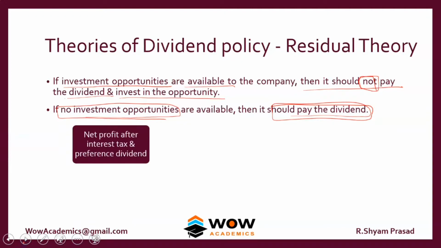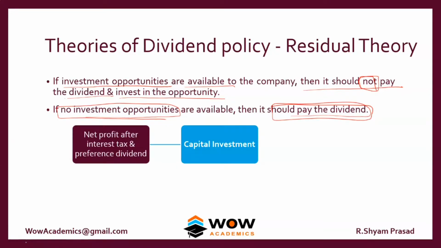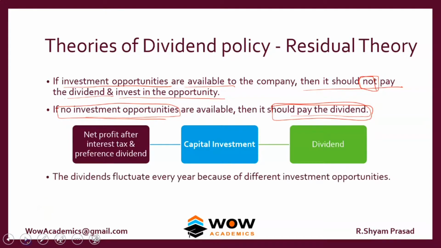For example, the net profit after interest, tax and preference dividend should first go into capital investment. So whenever there's an opportunity, first utilize that. Whatever is remaining after utilizing for capital investment, that can be paid as dividends. So that is what residual theory suggests.